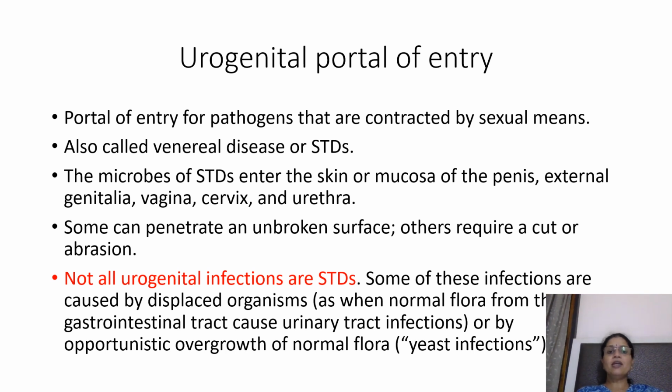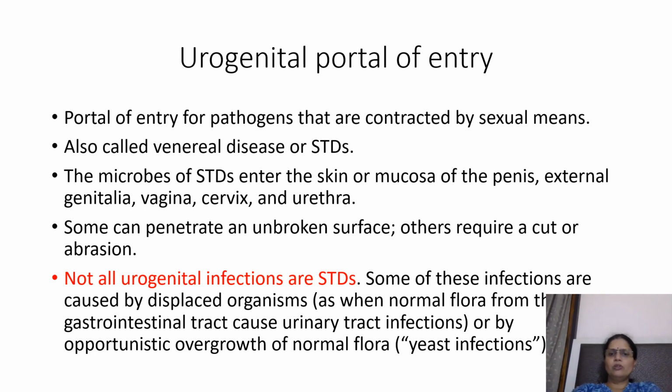Fine. And some can penetrate an unbroken surface, others require a cut or abrasion. See, most of the times organisms, as soon as they get lodged on these mucosal regions, be it vagina, urethra, or cervix, have their own mechanisms to penetrate these mucosal surfaces and enter the deeper tissues and cause the infection. But some organisms are so delicate that they need some kind of damage in those mucosal openings through which they can easily enter and cause the infection.